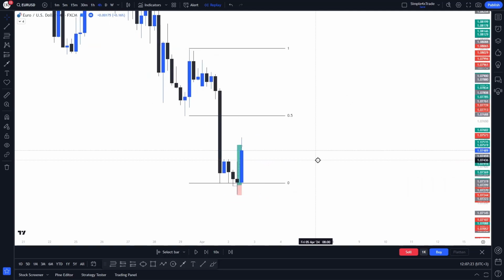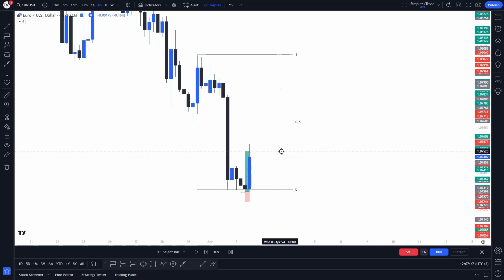Let's go to the 4-hour time frame and see how it looks. We have a bullish candle. We come, take this liquidity and go inside the range. As you can see, it works great. Let's move to the next example.